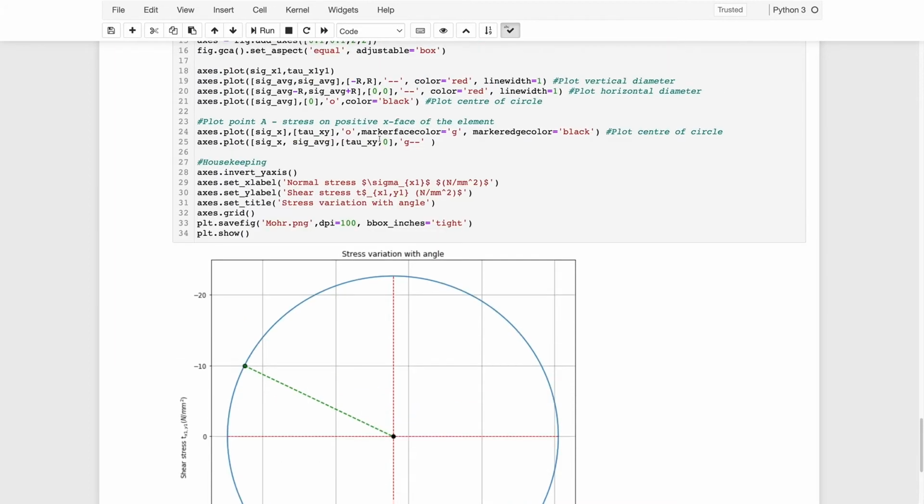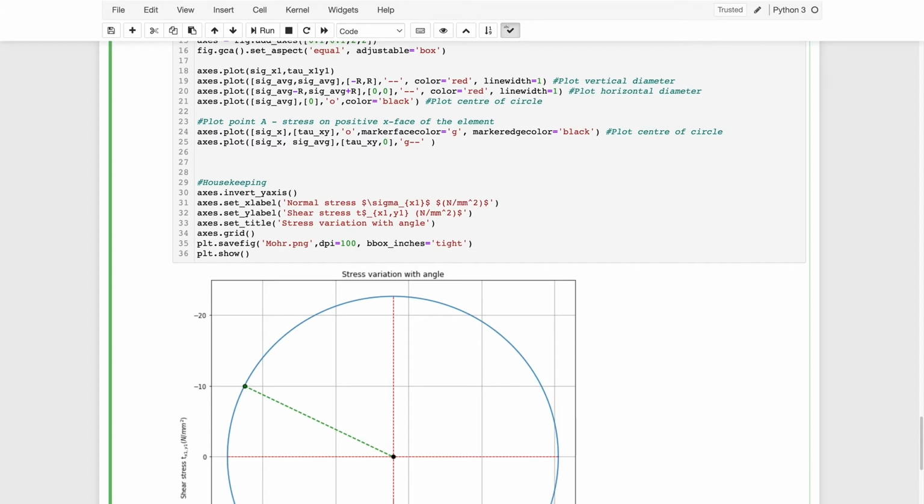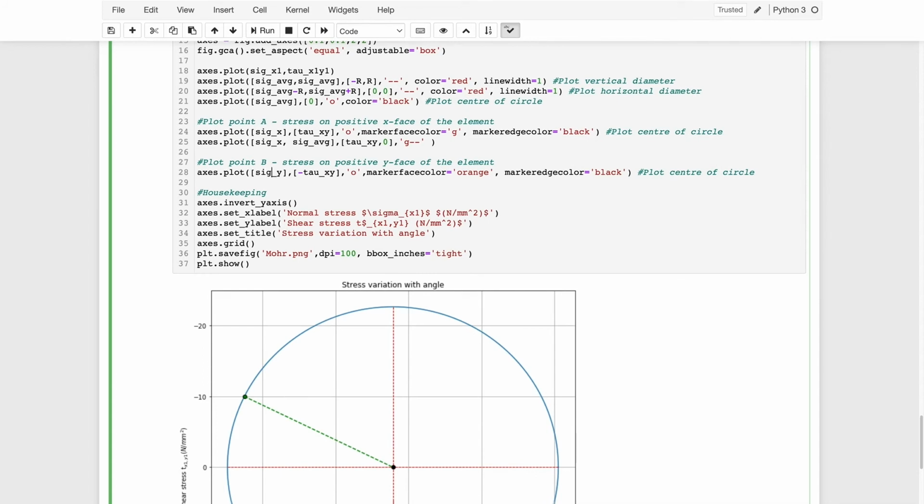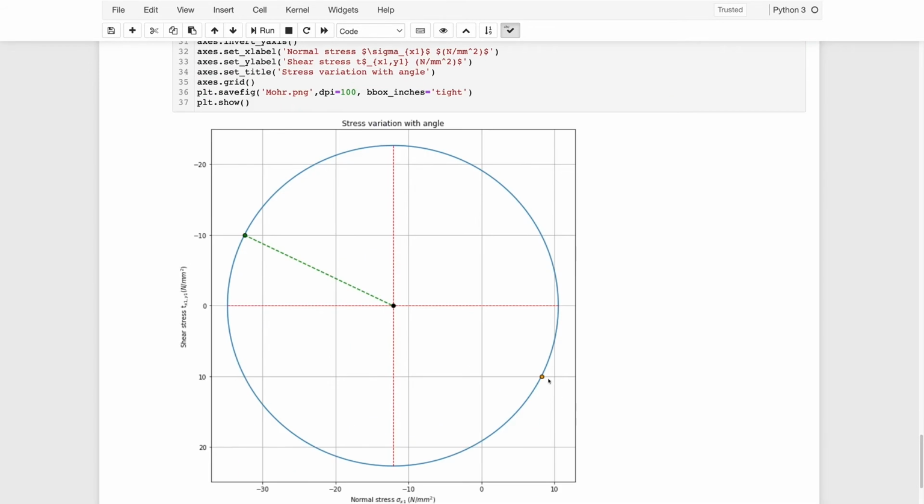Point B is going to give us the stress on the perpendicular face of the element. Plot point B, which is the stress on the positive y face of the element. So again, the x coordinate, the horizontal coordinate, is sigma y, and the vertical coordinate is minus tau xy. So we can plot that. And you have it there. Look, there's your point there in yellow.